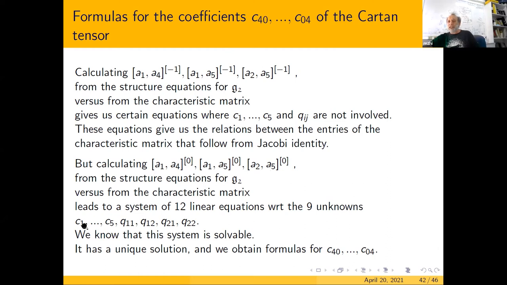So we obtain a system for this Q1, for these two guys, and for these five coefficients of the Cartan tensor. It will be 12 equations for nine unknowns, and we know that this system is solvable and has a unique solution, and we obtain formulas. Explicit formulas, I do not write them, for C40, absolutely explicit formula. Well, I do not write it all because they are big.